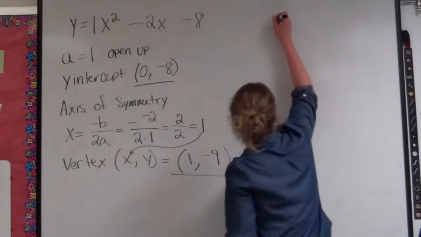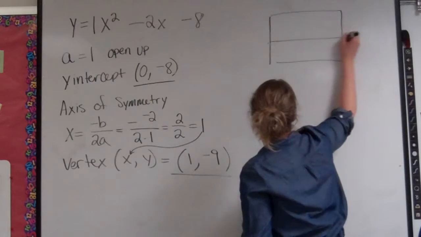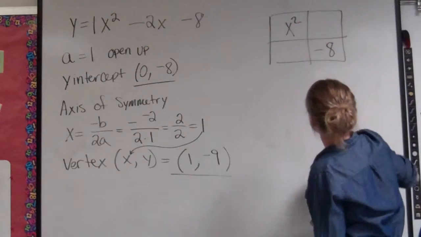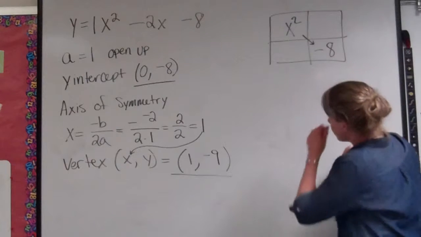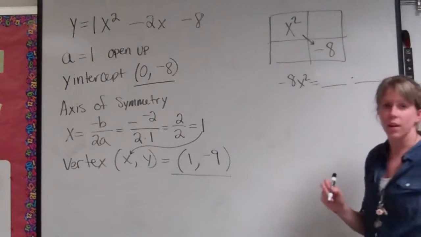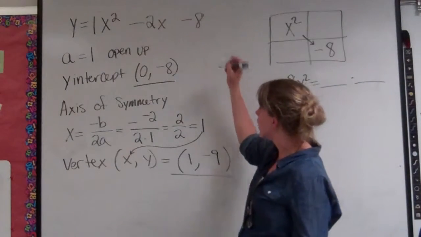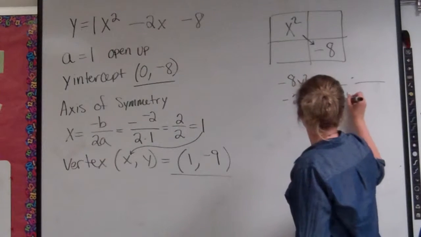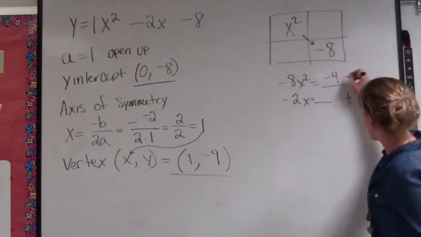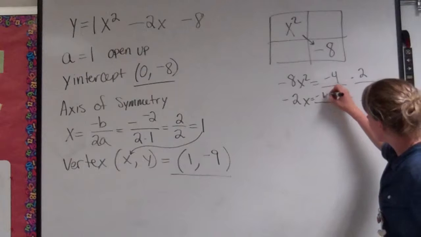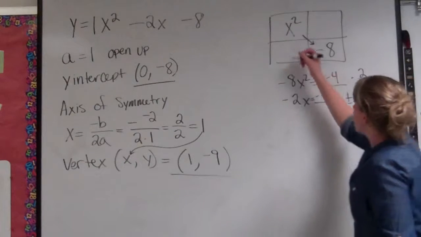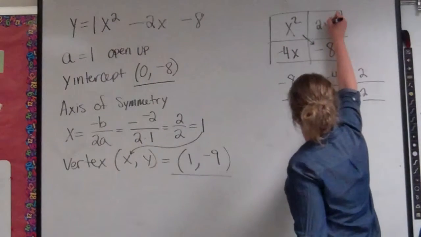So I'm going to draw the box. I'm going to put x squared in the first box and negative 8 in the second box. Then we multiply them. x squared times negative 8 is negative 8x squared. I'm finding two numbers that multiply to give me negative 8x squared, but add to give me the middle term, which is negative 2. In this case, it's going to be negative 4 and positive 2, because negative 4 and positive 2 add to give you negative 2, but multiply to give you negative 8. So negative 4 with an x and a positive 2 with an x.